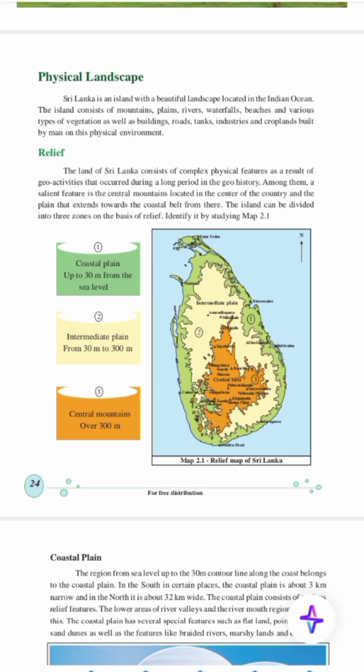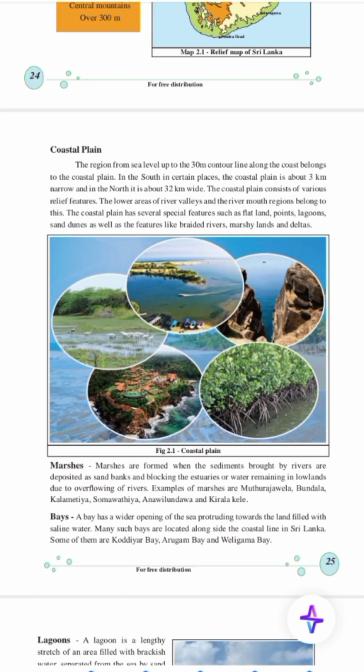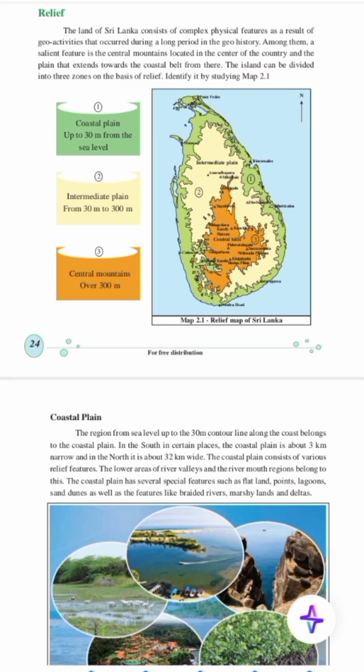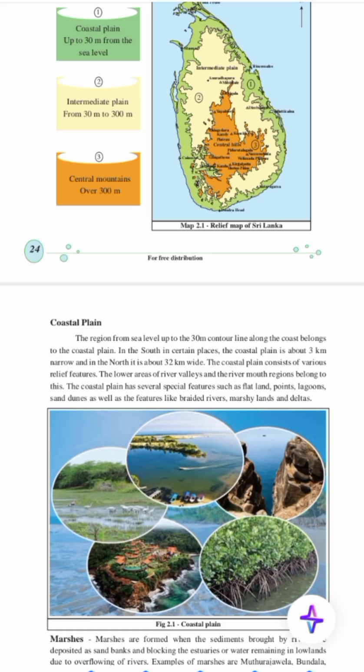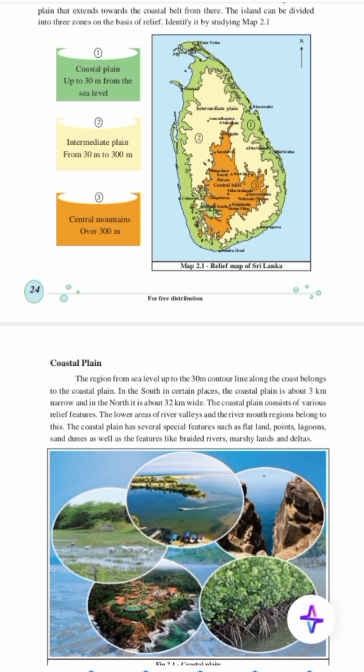Now the land can be divided into three zones, what I explained already: coastal plain, intermediate plain, and the central mountains. If we take the coastal plain, the region from sea level up to 30 meters contour line along the coast belongs to the coastal plain. In certain places in the south, the coastal plain is only about 3 kilometers wide. You can see here in the southern part it's narrow, and in the north it is about 32 kilometers wide. In the north it's very wide, but in the south it's very narrow.